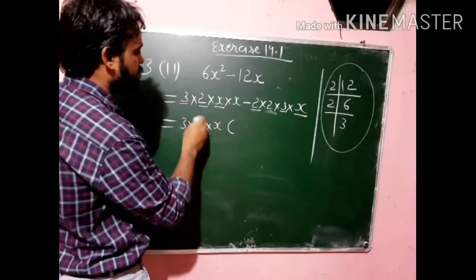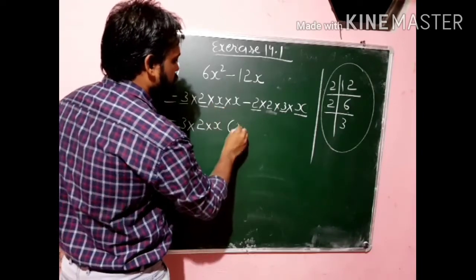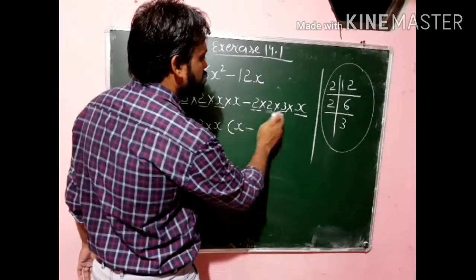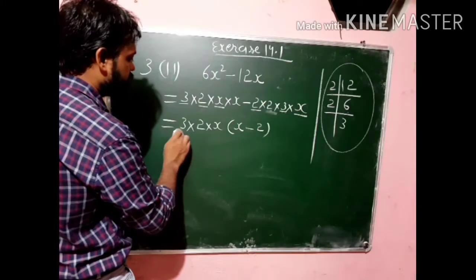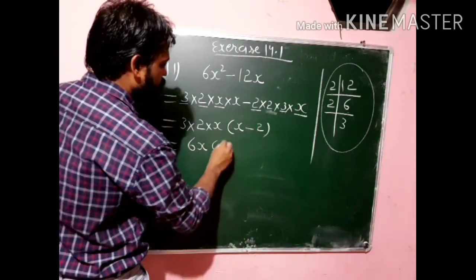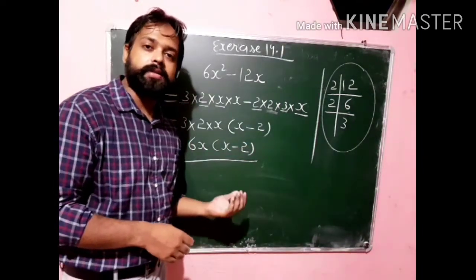Okay, now start the bracket and see which term is left. Only in the first term x is left, minus as it is, and here you can see 2, 3 and x are common and only 2 is left. So now multiply this 3 times 6: 6 multiplied by x becomes 6x into x minus 2. So this is the answer. I hope this is clear to you.